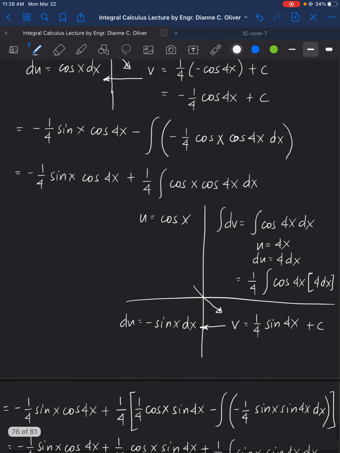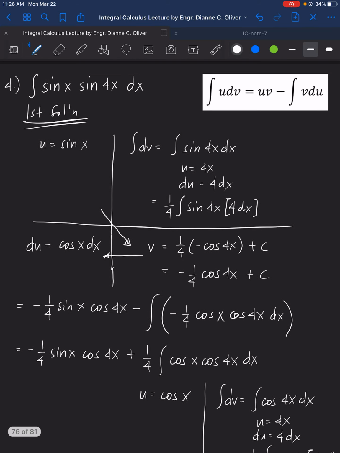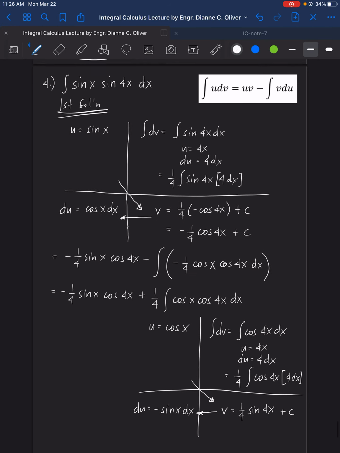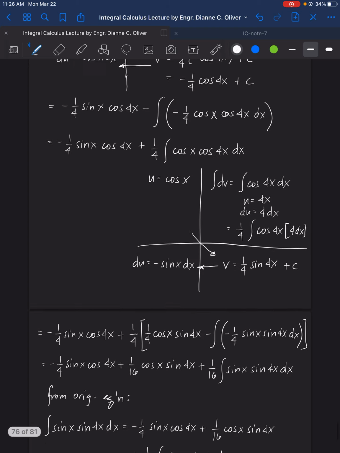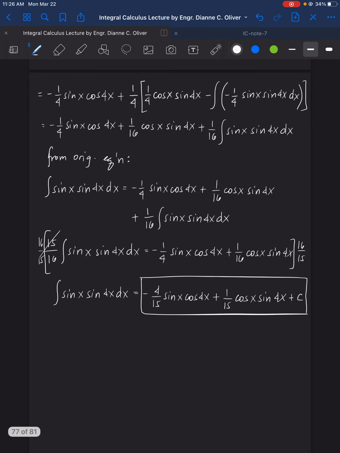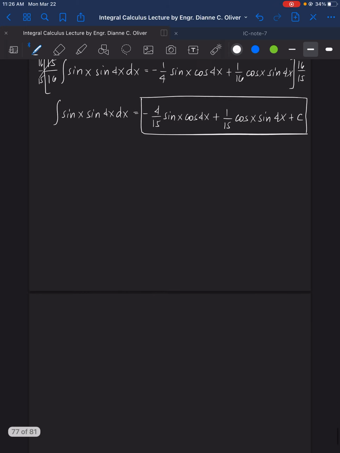So this is for number 4, first solution. Okay, screenshot first. Okay, now let's proceed to the second solution.